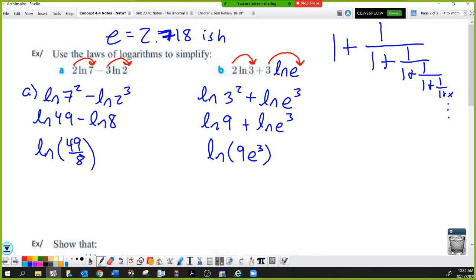And it's used for compounding continuously, and things like that. Radioactive decay, because it's continuous, stuff like that.